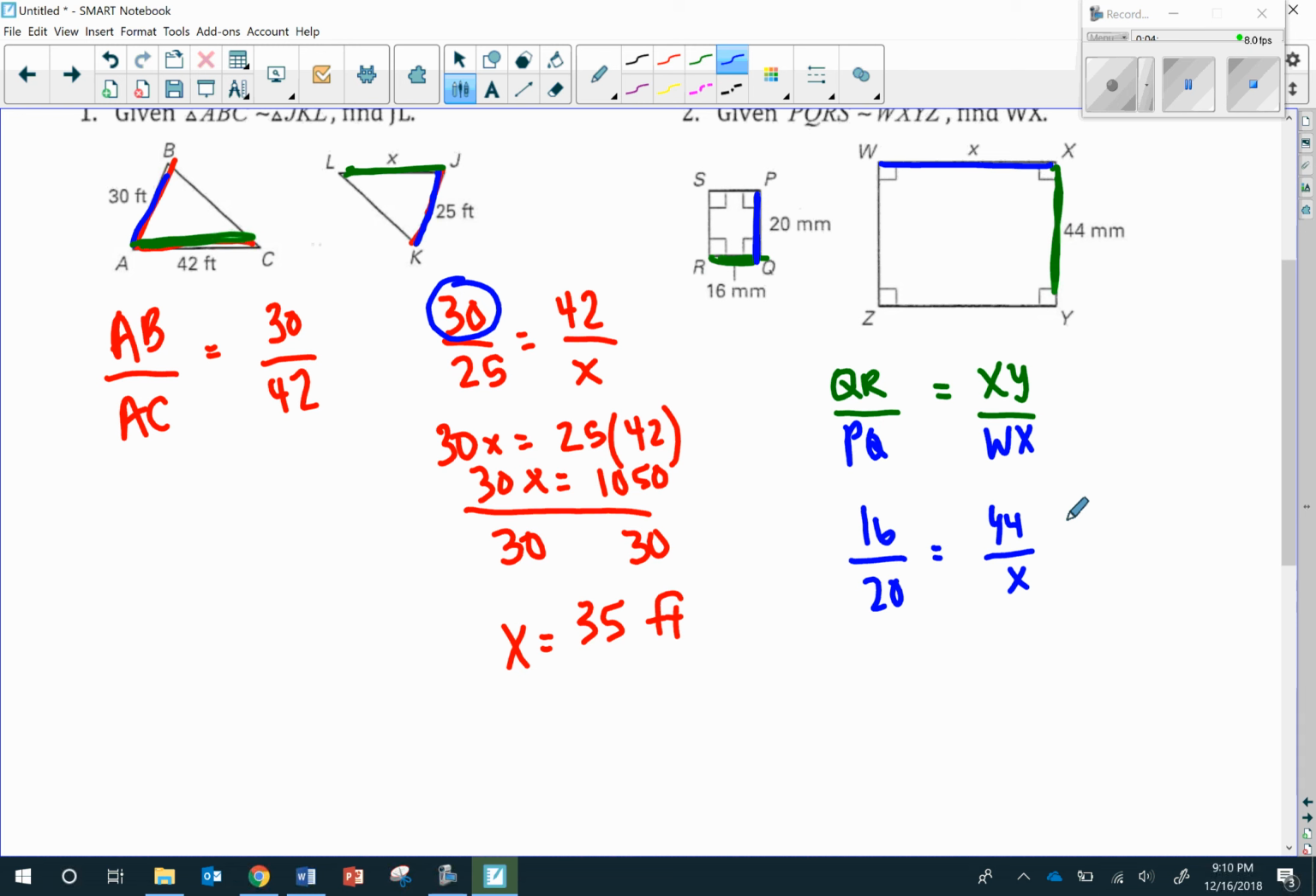Again, use the letters to help you. So QR are our 2 middle letters. So we know that's going to be similar and equal to side XY. We then have PQ, so our first 2 letters. So then we know that has to be equal to WX. So when I set up my proportion, I set those sides equal to each other. And that will work for you. Again, if you have any questions on this or how to set up your proportion, please ask your teacher.